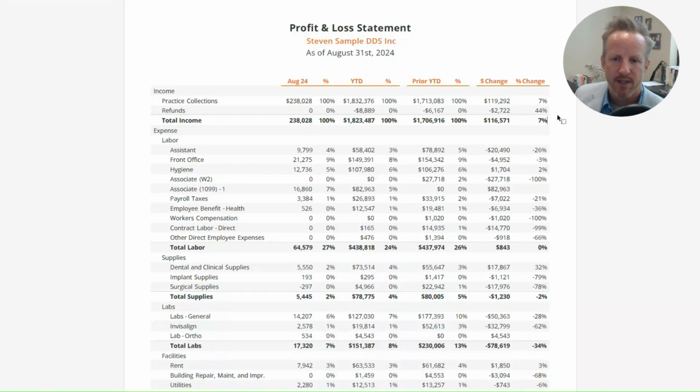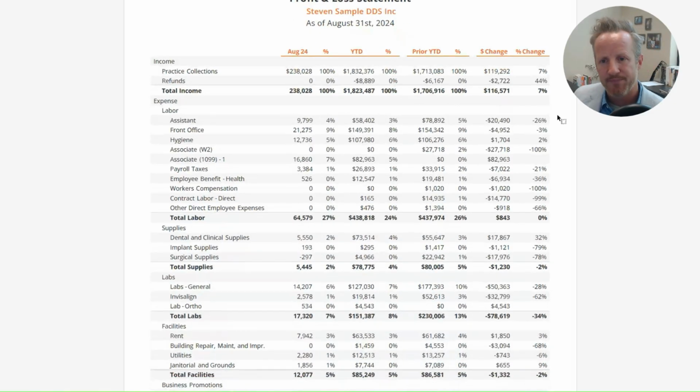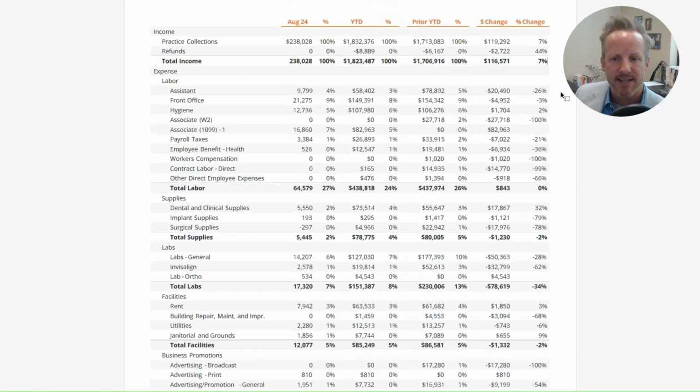Your revenue. We call it collections in our space, right? That's 7%. And then I say your labor costs are only $843 difference. That's less than 0.5%. So it's registering a 0% change in labor. This is good. Your collections went up and your labor stayed the same. That's a beautiful scenario right there. It means that you got more production out of your labor resources, and that's a good thing. So this doctor did some sort of motivation, some planning, some bonus structure, whatever, in order to get more production out of the same employee count.